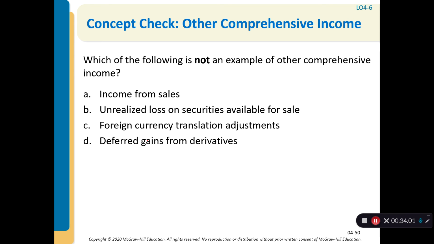Okay, so let's do a quick concept check. Which of the following is not an example of other comprehensive income? Income from sales is definitely not, because this is net income. But an unrealized loss on securities available for sale, yes, because it's unrealized. Foreign currency translation, yes. And deferred gains from derivatives, yes.